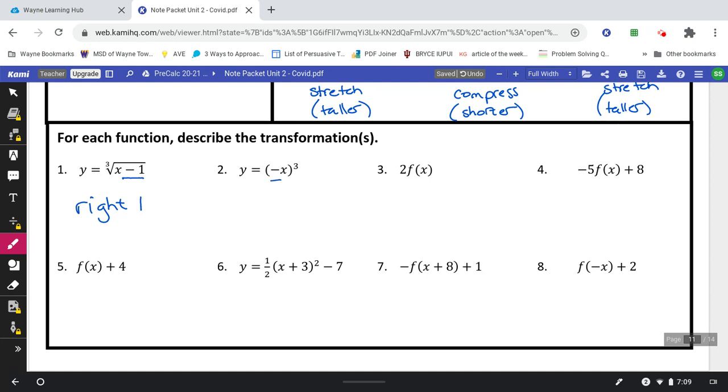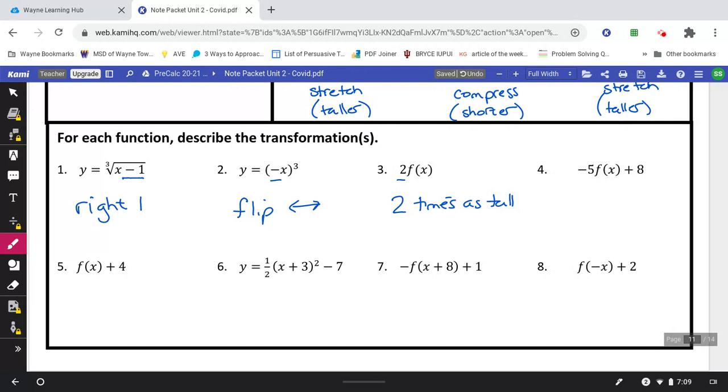Problem 2, I see a negative sign, and it's on the inside. So that is going to flip it right, left. Problem 3, I see a 2 in front of it. Any number in front is going to be a stretch or a compression. So this is going to be 2 times as tall. So that would be a stretch. It would be taller.